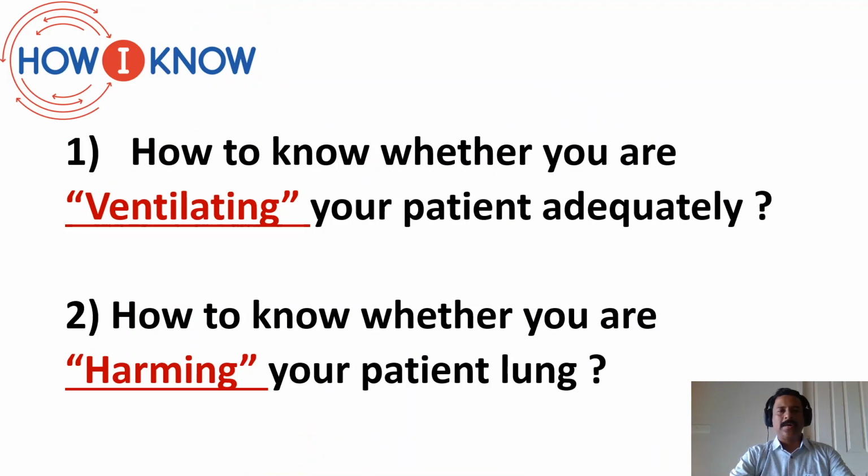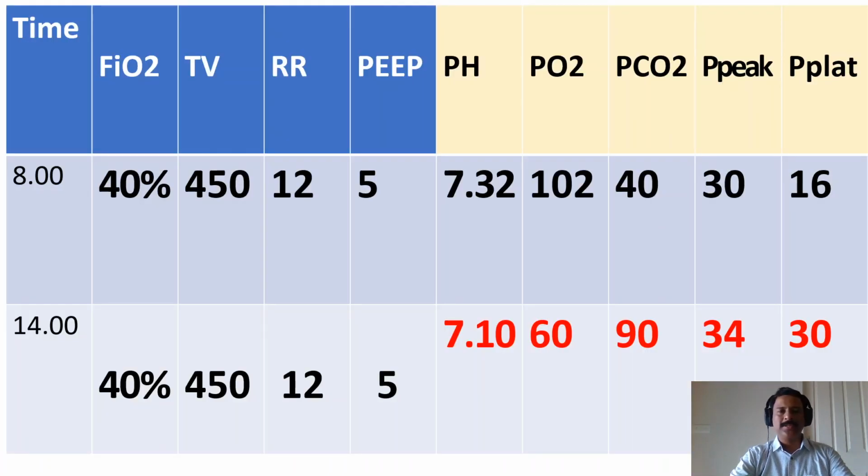So I told you how to ventilate the patient and how to know whether you are ventilating properly and how to check whether we are harming the patient. So putting these things together, we can see a patient at 8 a.m. the FiO2 was 40%, tidal volume was 450, respiratory rate was 12 and PEEP was 5. We did an ABG during that time. We showed a pH of 7.32, PO2 was 102, PCO2 was 40. The ventilator showed a P peak of 30 and P plat of 16. So that's looking okay. Maybe we can come down on the FiO2.